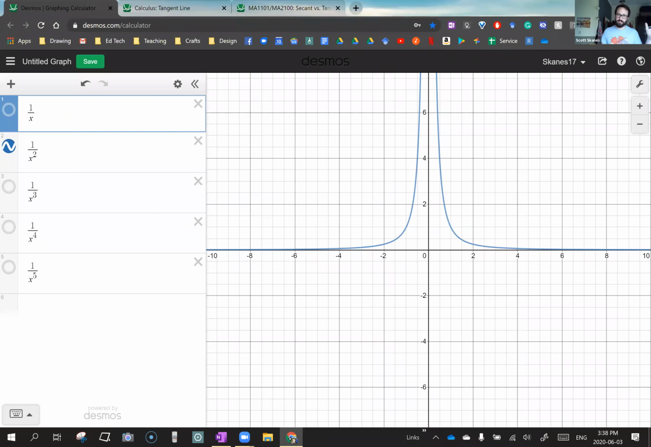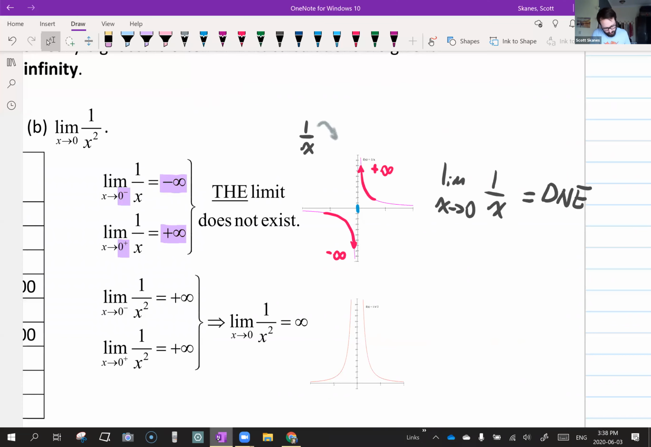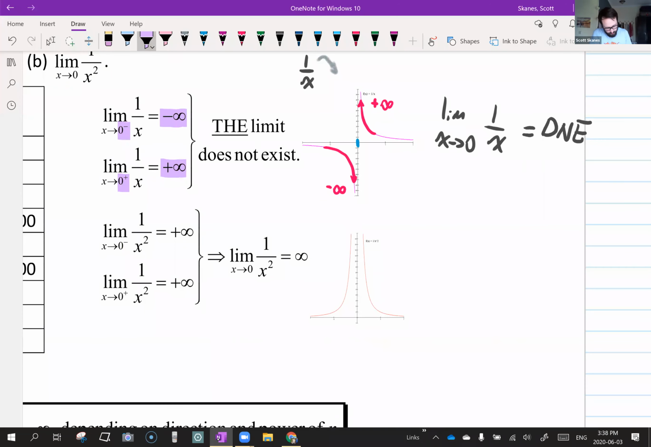As we come from the right side and as we come from the left side, what are the y values doing? They're going up, up, up, up into space. They're going to positive infinity. So we can just say that the limit as x approaches 0 of 1 over x squared goes to infinity from the left side and from the right side. So that's our limit.